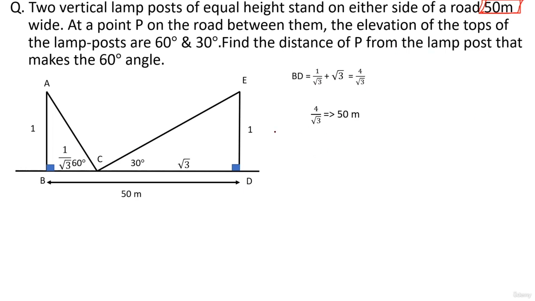What are we supposed to find? We're supposed to find BC, which is 1 by root 3. So how do we get from 4 by root 3 to 1 by root 3? By taking 1/4th. So the value of BC that is required is 12.5.